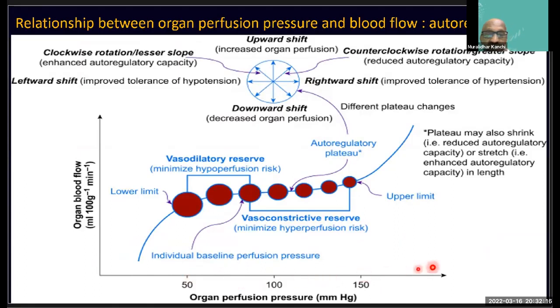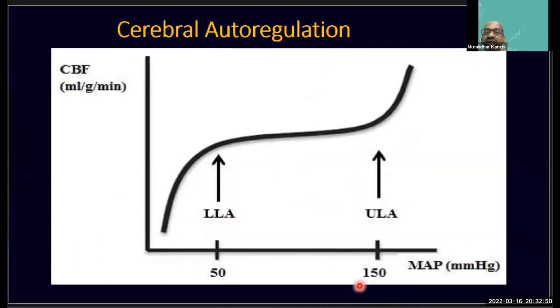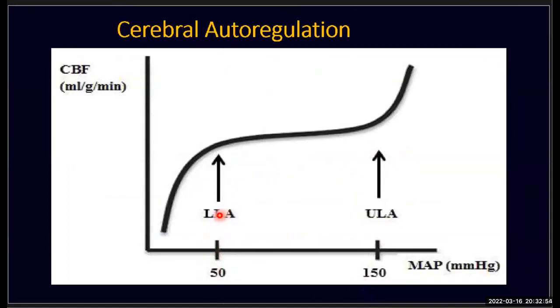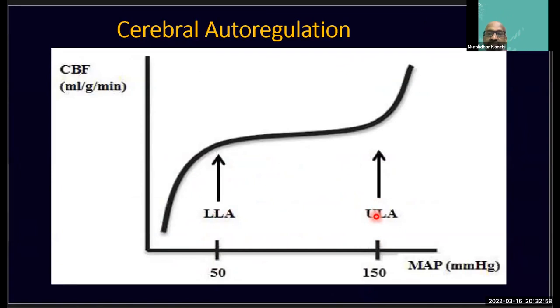This relationship shows the relationship between the organ perfusion pressure and the organ blood flow. And the blue line represents the autoregulatory curve. You can see that when the autoregulation is operational, that is between 50 to 150 millimeters of mercury mean arterial pressure, the vessels either dilate or constrict and keep the blood flow constant, irrespective of the blood pressure level. This is the classic depiction of cerebral autoregulation. We have the lower limit of autoregulation and upper limit of autoregulation, beyond which the blood flow becomes passively dependent upon the blood pressure. This curve has been determined in human volunteers.